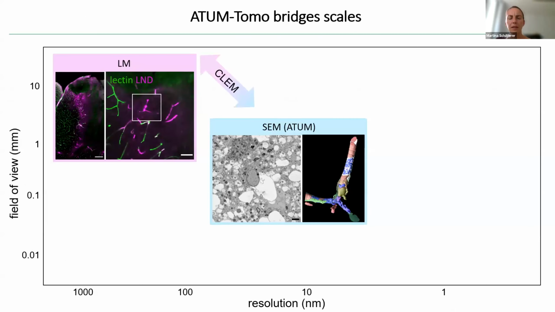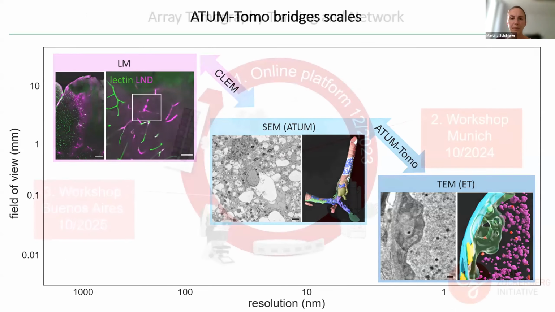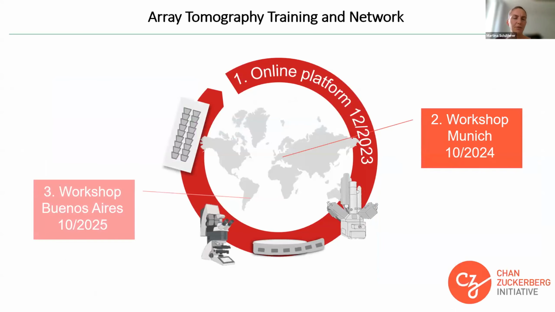And with this method, we think that it nicely complements correlative techniques, from basically CLEM techniques, combining light microscopy and SEM imaging. So similarly, Atom Tomo can now combine SEM and TEM in a nice and easy way. And finally, I also want to announce that we are part of an array tomography training and network initiative, and will host one of the workshops within that initiative.